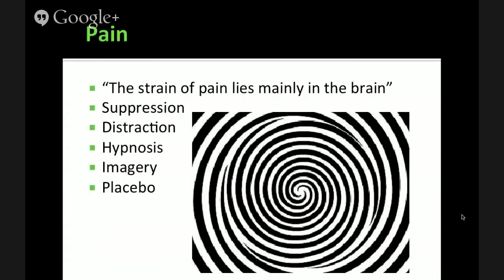So this is mind-boggling. When you think about pain, we think that this is a very natural, biological, unchangeable thing. But in fact, one of my professors likes to say, the strain of pain lies mainly in the brain. And so if you modify that effect with the way you think about it, by suppressing the pain, or distracting yourself from the pain, or by hypnosis, or by imagery, by visualizing yourself in a different place, or by placebo, by being told that this pill is going to make you better, all of those things will reduce this very biological thing, this very fundamental response, and actually get you an improvement in your pain scores.